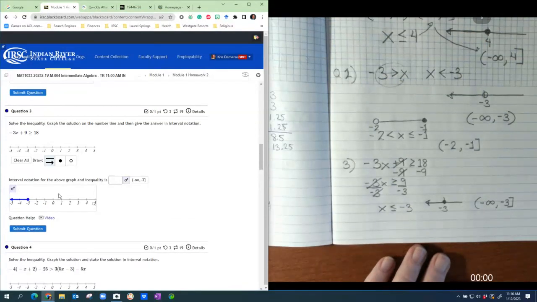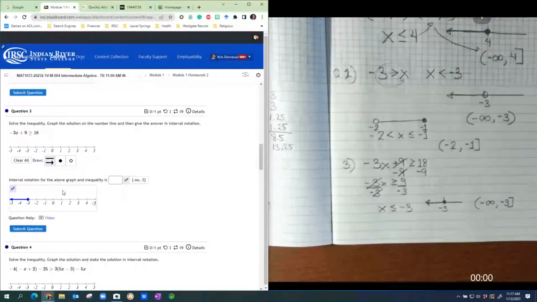All right, I got both answers completely correct. So that's how we do those kinds of problems. Now be sure to remember that you switch the inequality if you're dividing or multiplying by a negative, not when you're adding or subtracting.